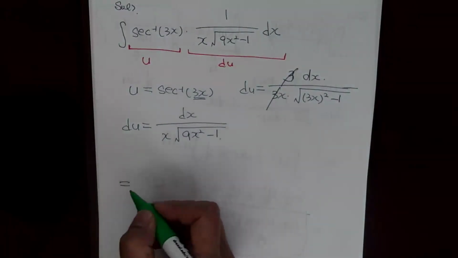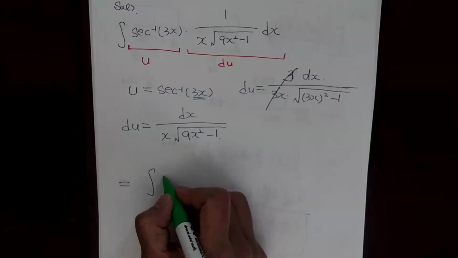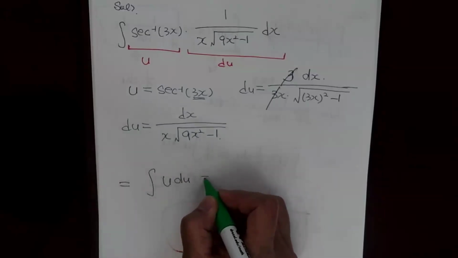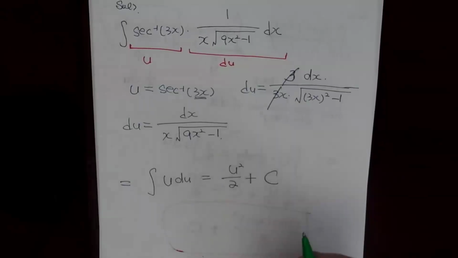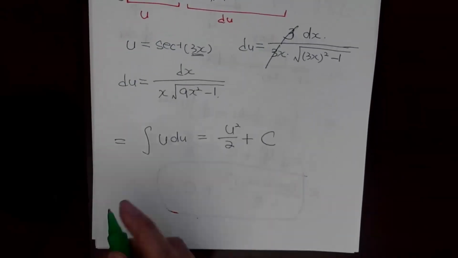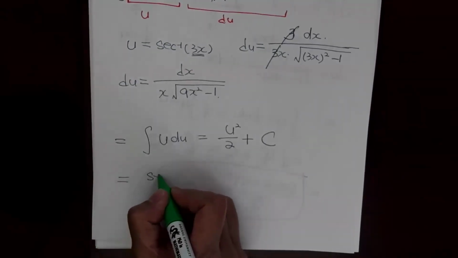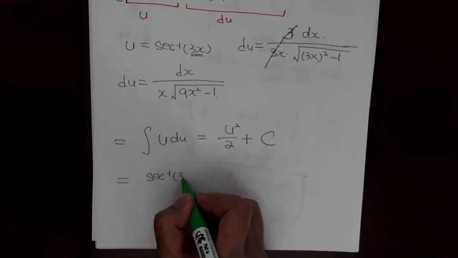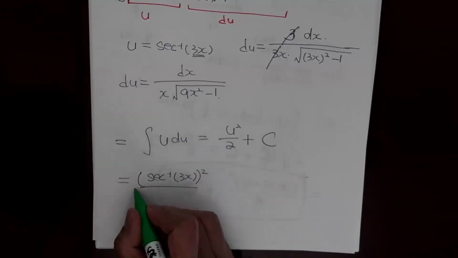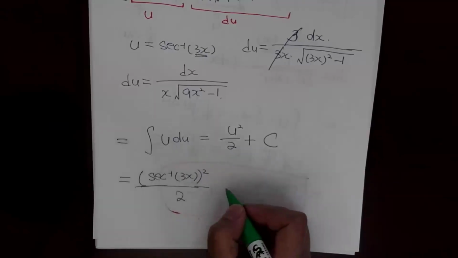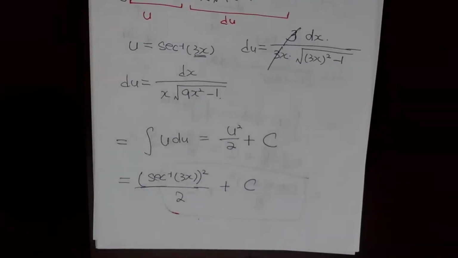So we can rewrite the function as the integral of u du, and then that is u squared over 2 plus c. And u is secant inverse of 3x, so the answer is secant inverse of 3x, squared, over 2 plus c.